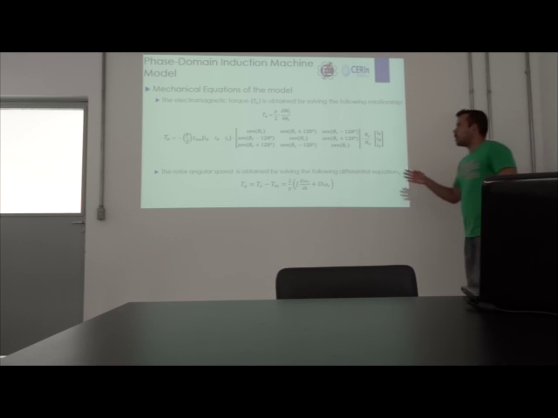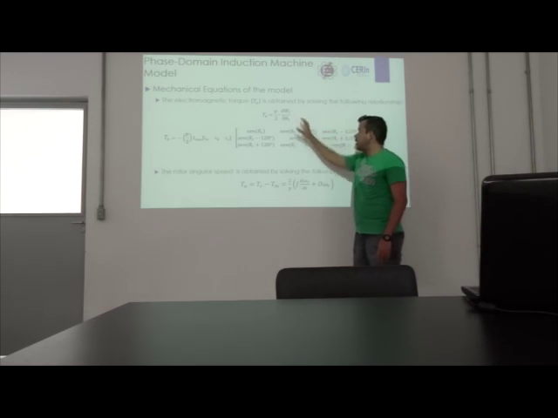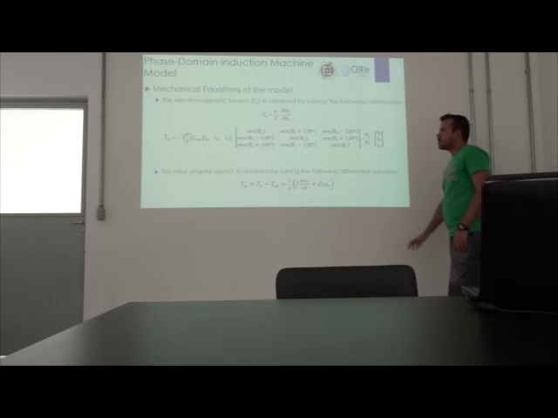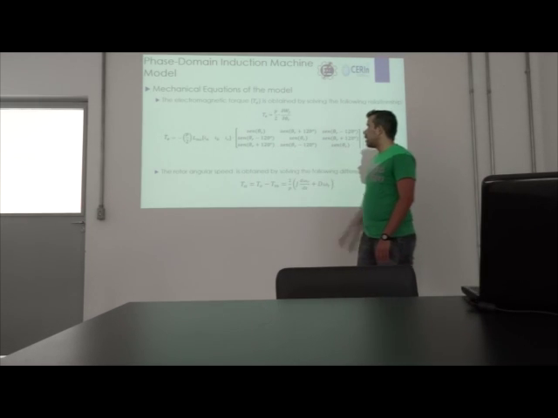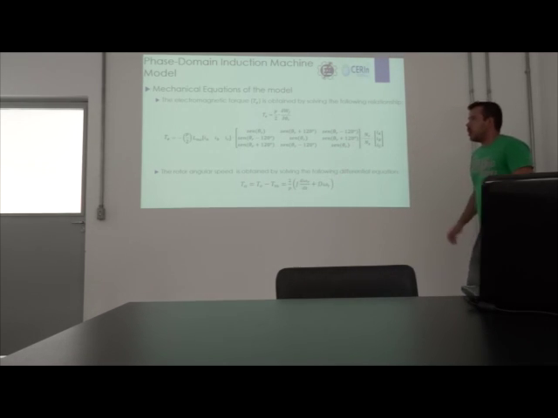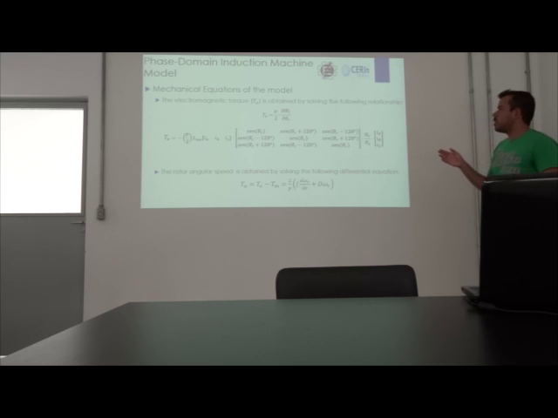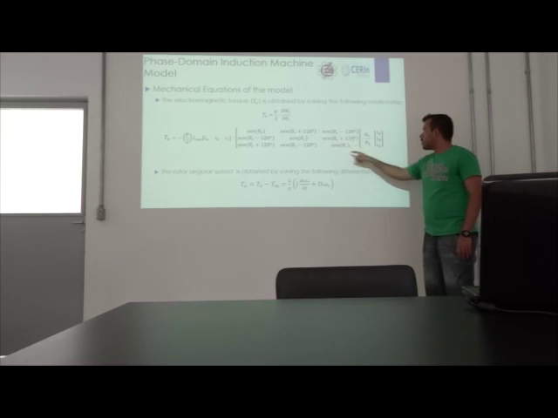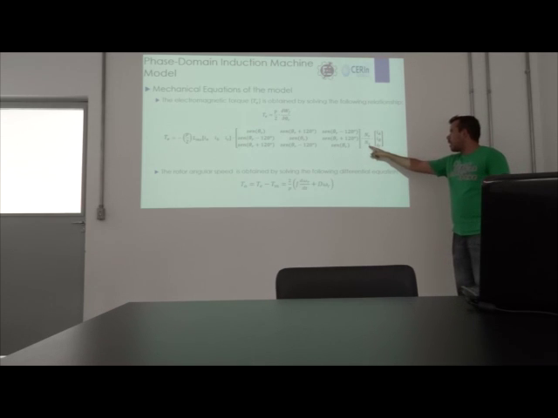So we differentiate this expression right here, and we get the electromagnetic torque expression. Note that the electromagnetic torque is dependent on the number of poles, the LMS inductance, the stator current vector, a sinusoidal matrix, the K element, and the stator current vector.